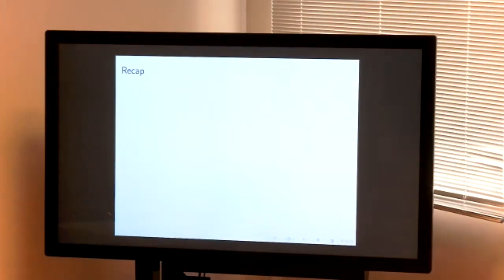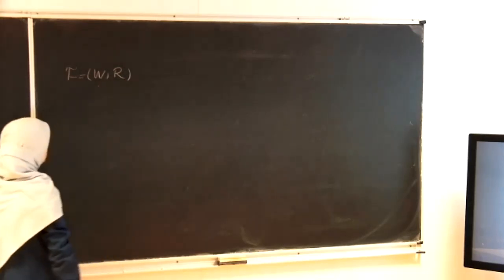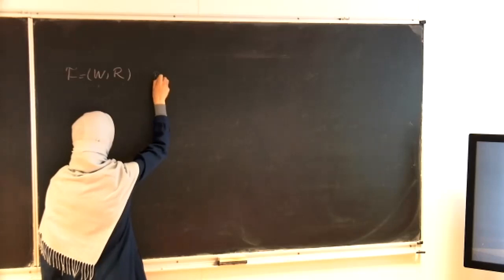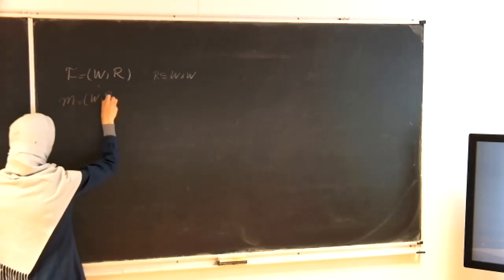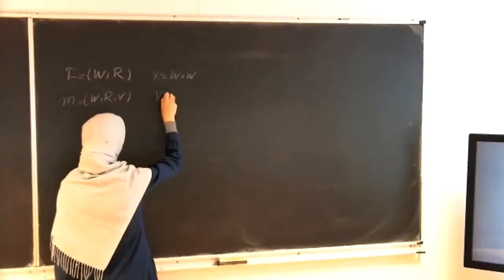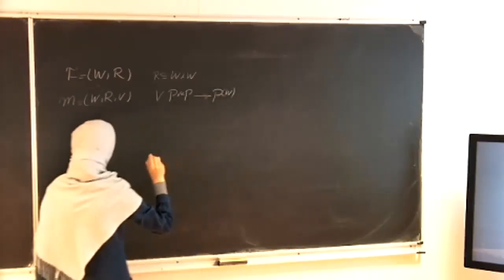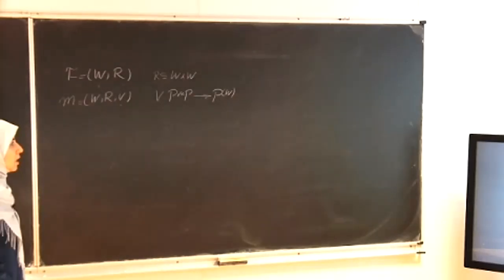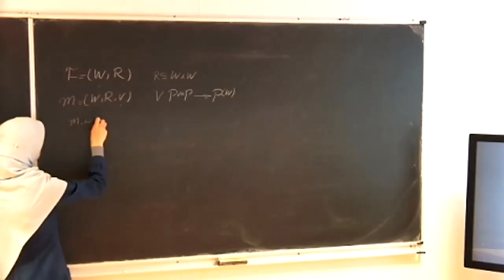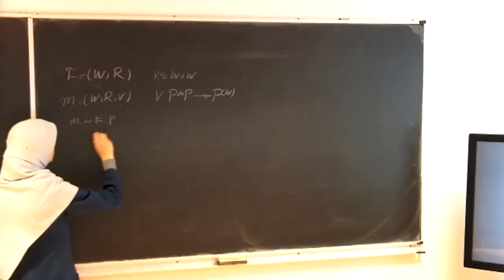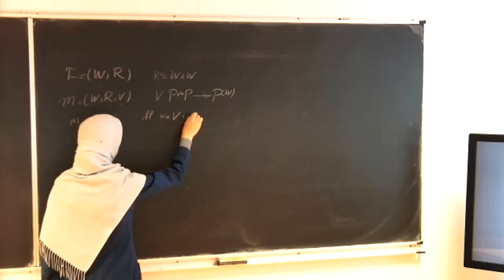As you may remember, a Kripke frame is a pair of W and R, where W is a non-empty set and R is a binary relation over W. And a Kripke model is a triple W, R, and V, where V is a valuation function from the set of propositional variables to subsets of W. This function assigns to each propositional variable a set of states in W. And we have the satisfaction relation, which says that, for example, in w, the formula p is true if and only if w is in V of p.